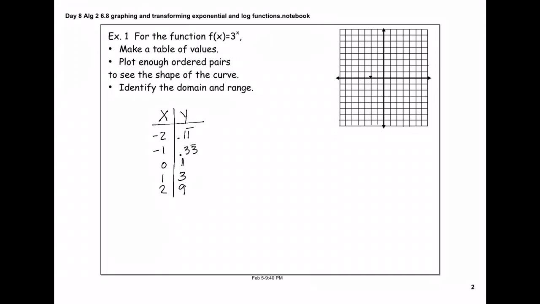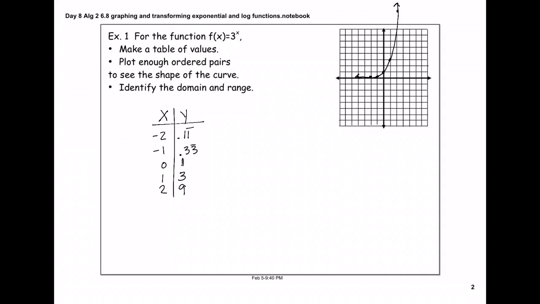So -2, it's very close to the x-axis. -1, it's still very close to the x-axis. When x equals 0, y equals 1. When x equals 1, y equals 3. When x equals 2, y equals 9. So you can see that our graph is increasing at a very quick rate.